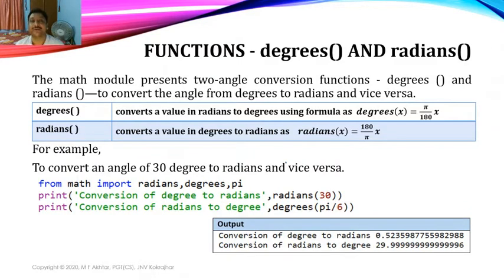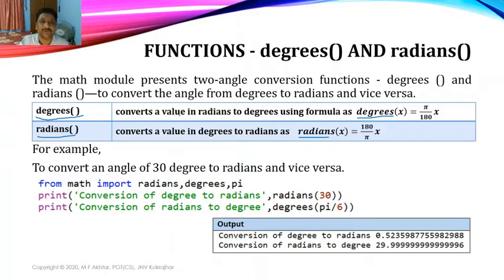Here are two additional functions, that is degrees and radians. The math module presents two angle conversion functions, degrees and radians, to convert the angle from degrees to radians and vice versa. If we are using circles or any angle related functions, then generally we express those values in degrees. But in the math module, all the values it returns are in radians. So it is necessary to convert those radian values to degrees. So these two functions, degrees and radians, are very much necessary.